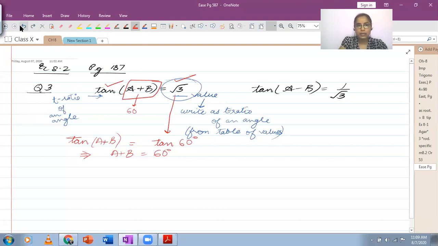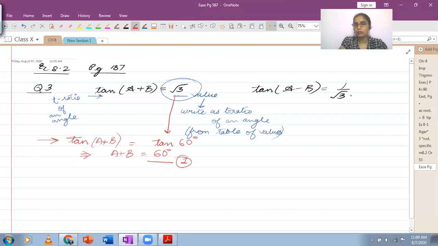But I suggest that you write it this way, that tan A plus B is actually equal to root 3. Root 3 can be written as tan of 60. From this relation, tan A plus B equals tan 60 degree, what I get is that the angle for which tan is being written on the left hand side is equal to the angle which I have obtained from the table. The angle I recognized from the table, the value of A plus B has come. This will be equation number 1.